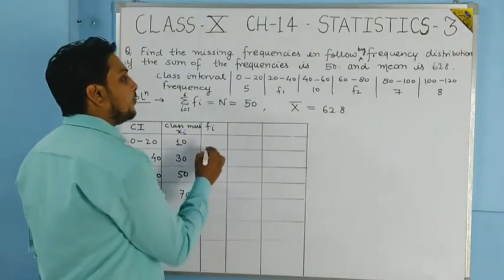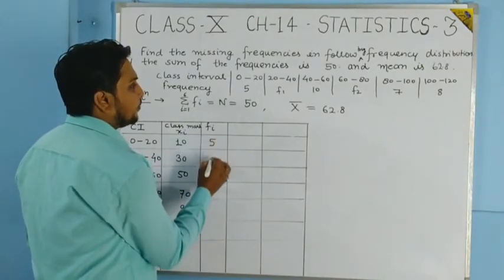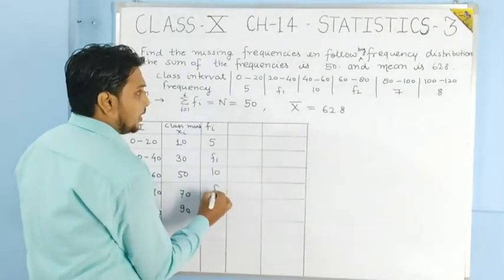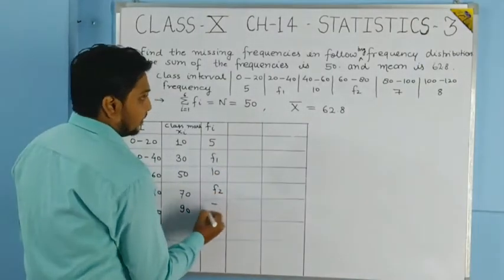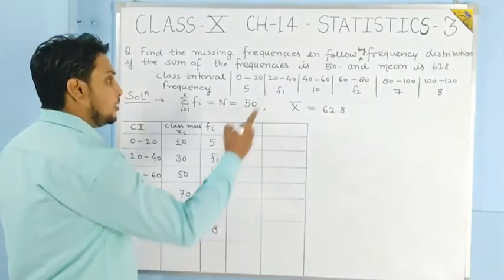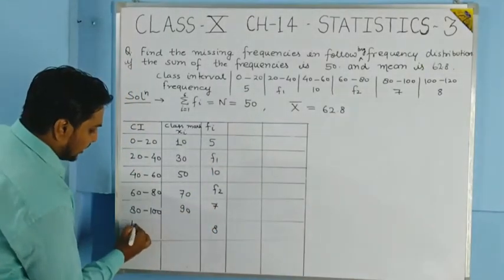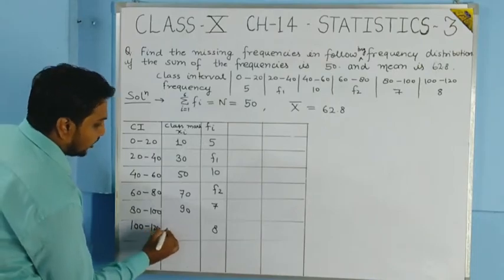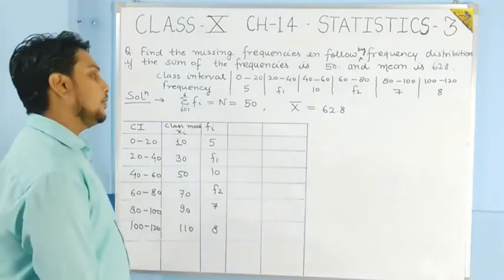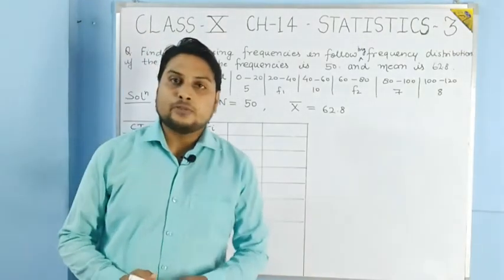Now the Fi given is what? 5, F1, 10, F2, 7, and 8. Also students, one more data is there, that is 100 to 120. Okay, so the mid value of this will be what? 110.